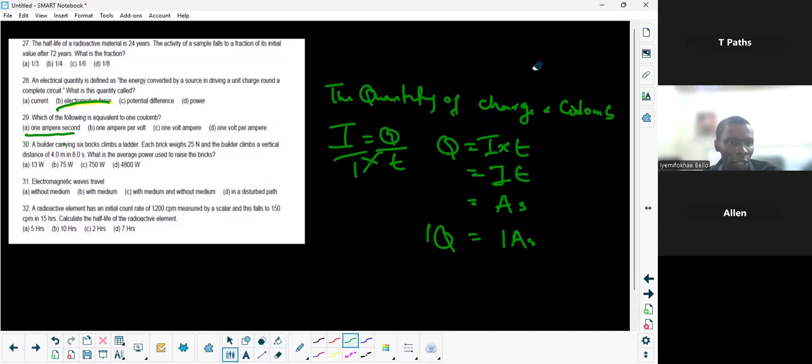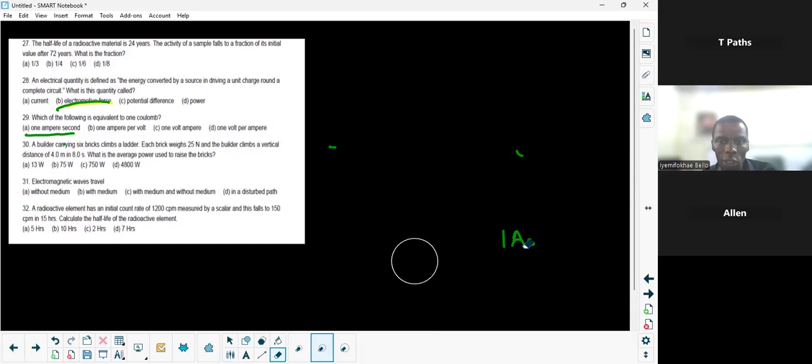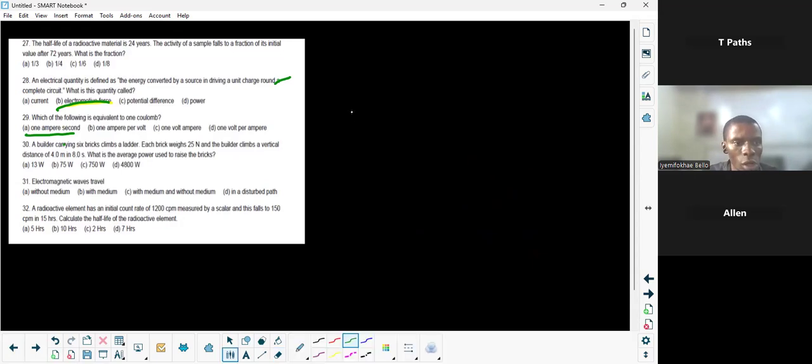Now, the next question is question 30. Question 30 says, a builder carrying 6 bricks climbs a ladder. Each brick weighs 25 newtons. Now, a good student must know how to interpret a question. From the question, we are told that there are 6 bricks.